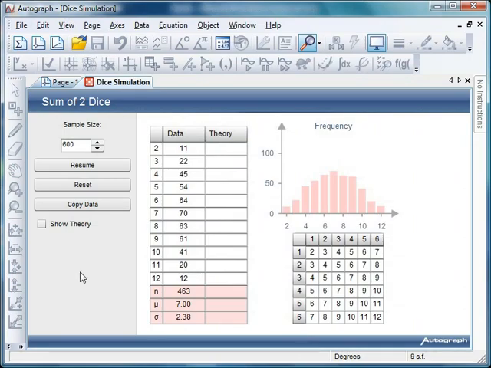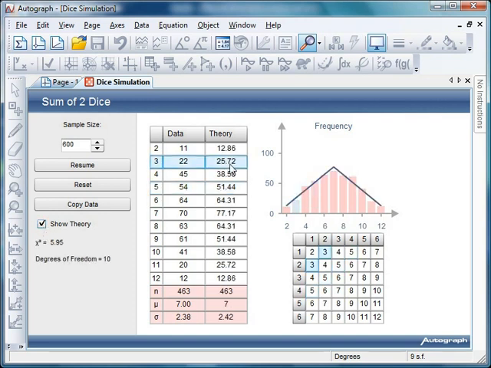I should say as well, which is quite nice if you want to use it, is this little show theory button. So if I click that, autograph works out how many of each number should come up using probability, and we can compare that to how many of each number actually has come up. And obviously we can see that the bigger the sample size, the closer the data matches the theory, and so on. I'll just show you a couple of other things.